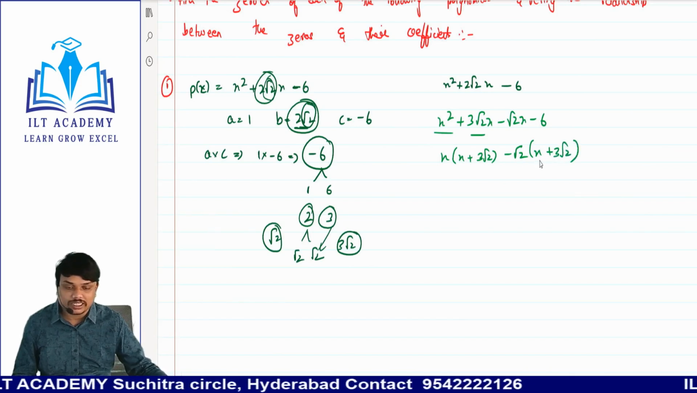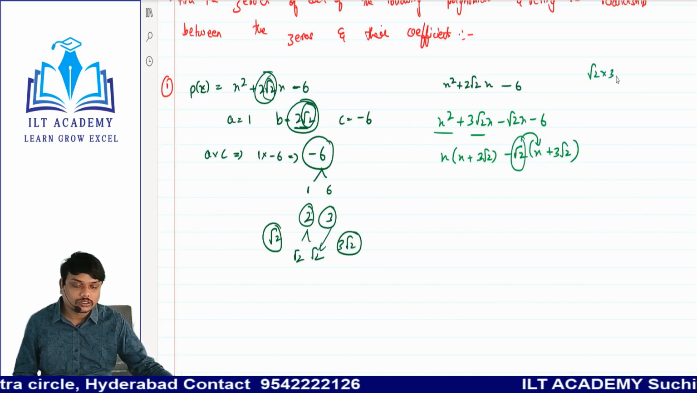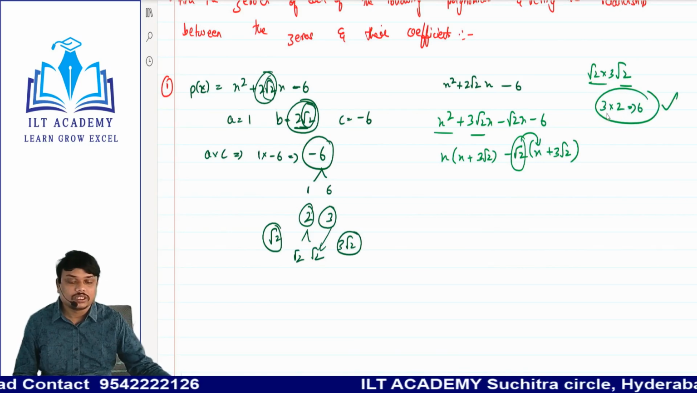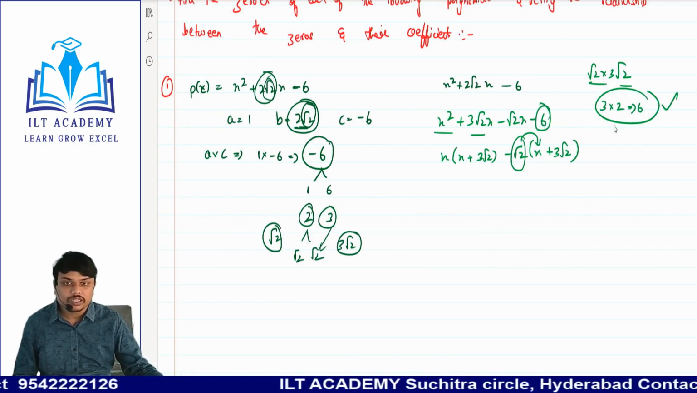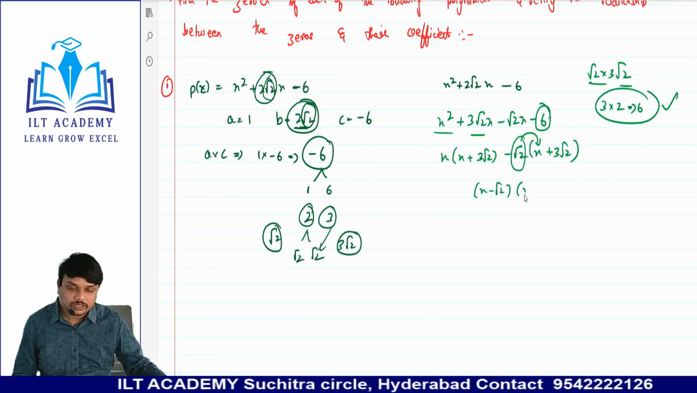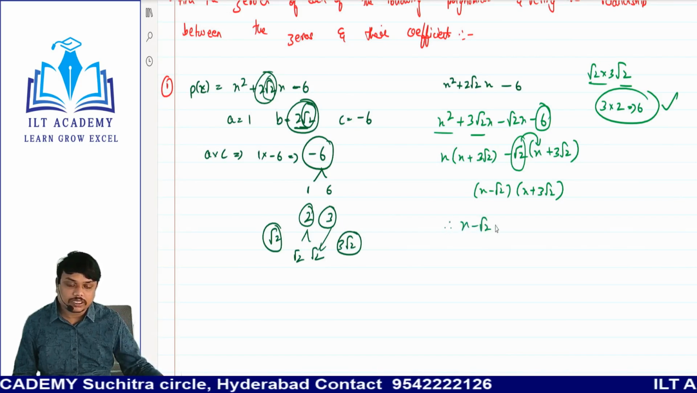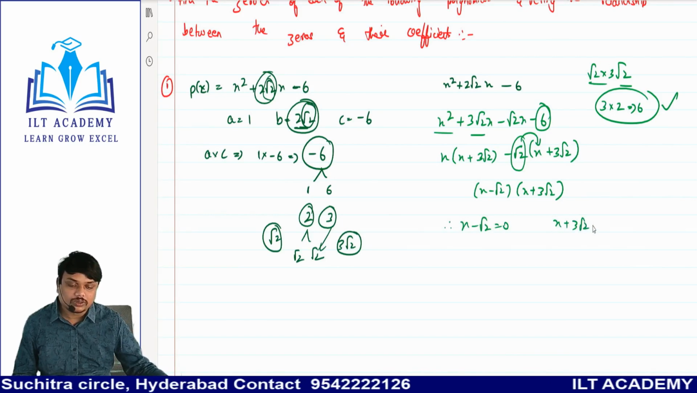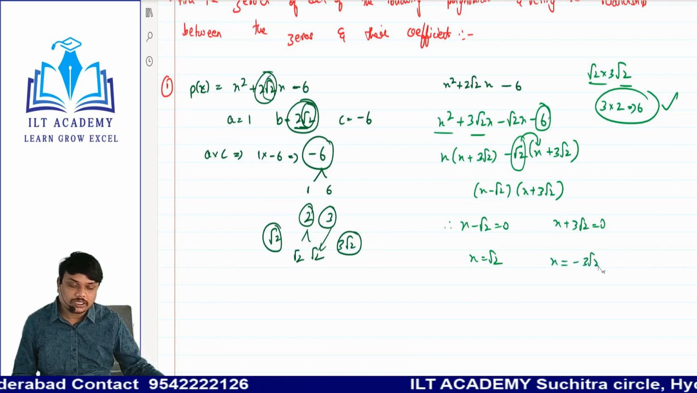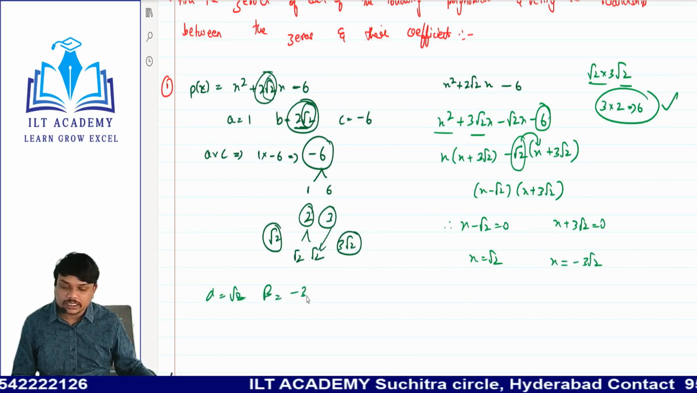How, sir, can you tell like this? See, root 2 into x is root 2x, and root 2 into 3 root 2 gives root 2 into root 2, 2, so 3 into 2 becomes 6. Clear? So when I take root 2 common from 6, it will become 3 root 2. Now this becomes x minus root 2 into x plus 3 root 2. These are the factors. Therefore, x minus root 2 is equal to 0 and x plus 3 root 2 is equal to 0. So x is equal to root 2, x is equal to minus 3 root 2. So alpha will become root 2 and beta is going to become minus 3 root 2.